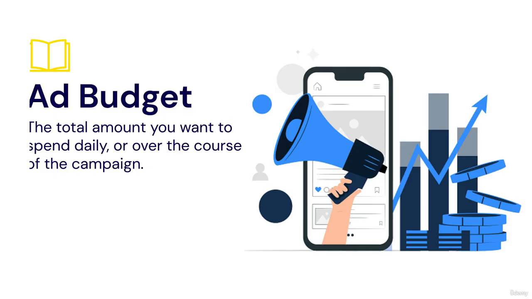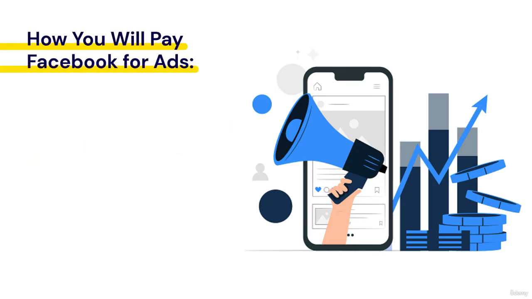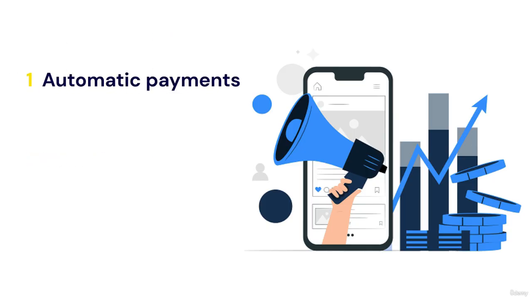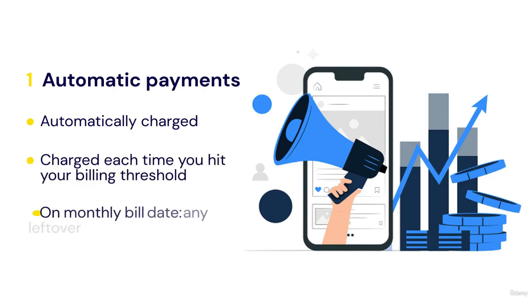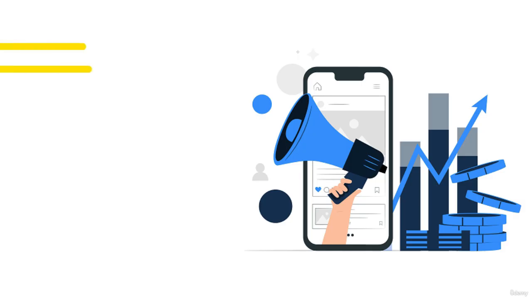not the actual amount spent. Finally, let's briefly cover how you will actually pay for your ads. In general, there are two ways you may be charged for ads. Many advertisers have what are called automatic payments. With automatic payments, Facebook will automatically charge you whenever you spend a certain amount, which is known as a billing threshold. You will be charged each time you hit your billing threshold and again on your monthly bill date for any leftover charges. You can also pay via manual payments.